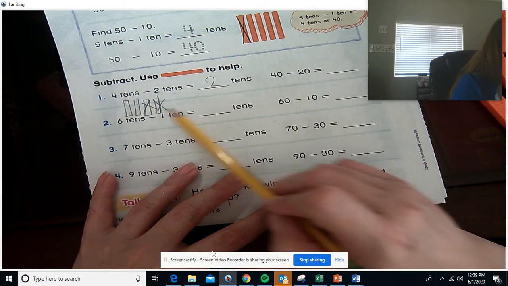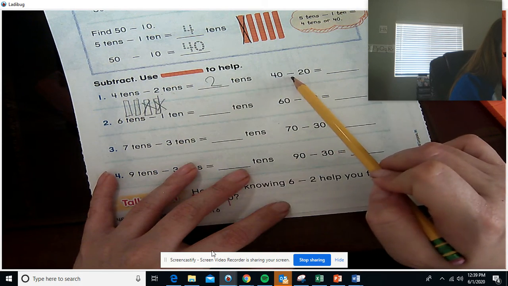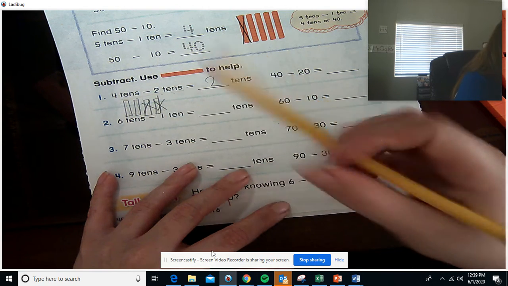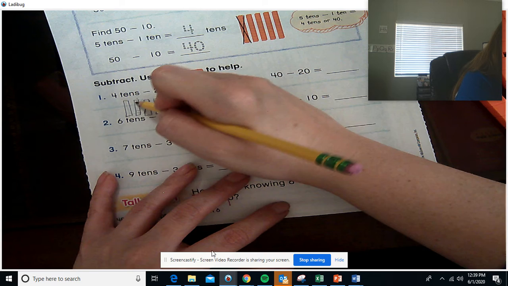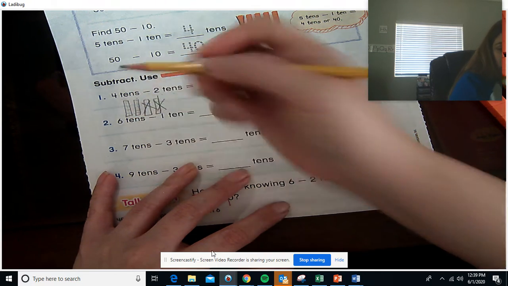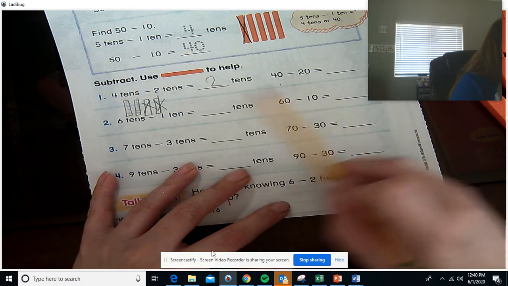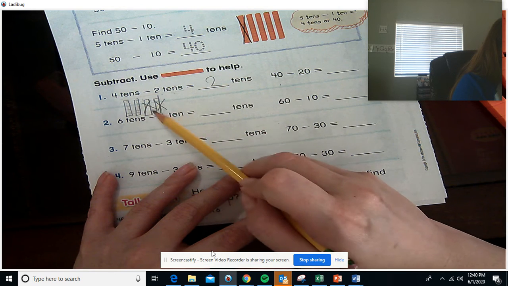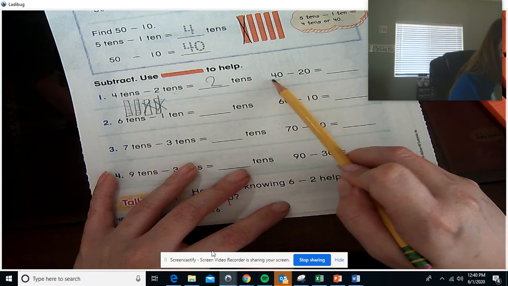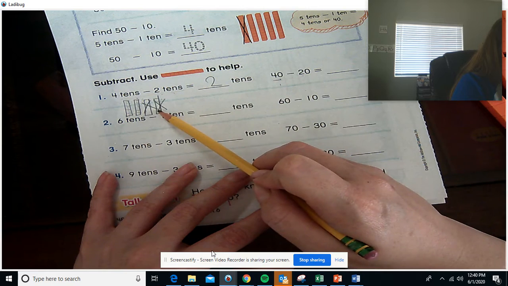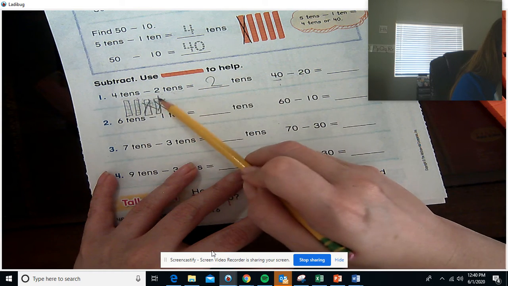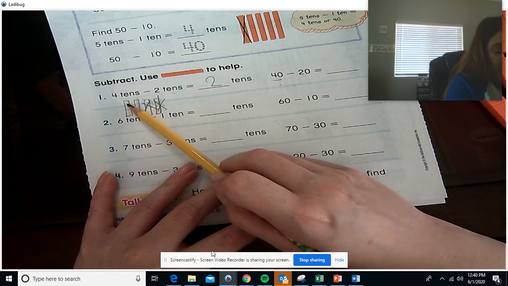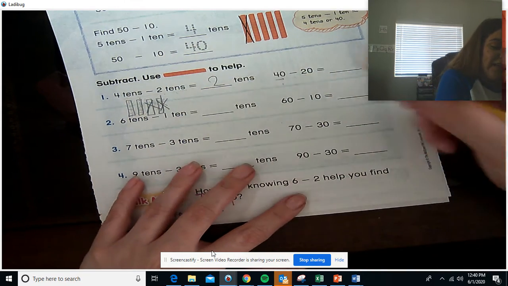Now this is the same as this number sentence, but remember this one is telling us in groups of 10, and this one is telling us how many little squares there are, right? So then we had 40: 10, 20, 30, 40. We had 40, and then we took away 20: 10, 20. We took those away. How many are left? We have 10, 20 left.